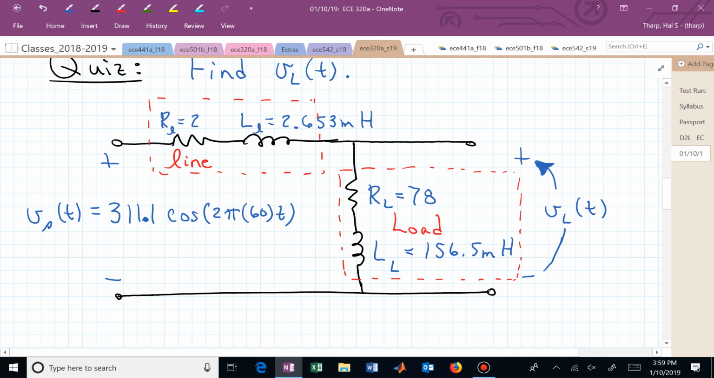Is the frequency going to change? Is F going to change? Is V sub L going to be at the same frequency as V sub S? Why? If you can't hear, I'll repeat the answer. The answer was V sub L was the same as V sub S. Why do we know that?